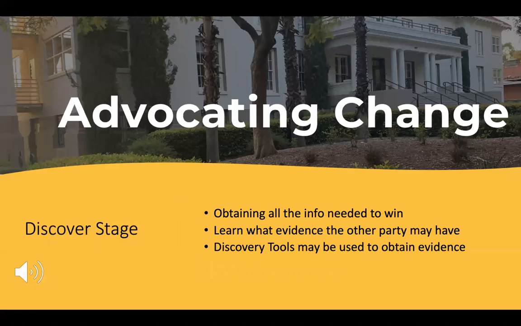Then is the discovery stage, which is getting the information you need. This is your chance to obtain all the information that you think you will need to win your case. During this stage, parties have the chance to learn what evidence the other side has. The parties are required to exchange certain documents and information. If there is other specific information that you need from the other side or from a third-party witness, you can use the discovery tools to try and get it.